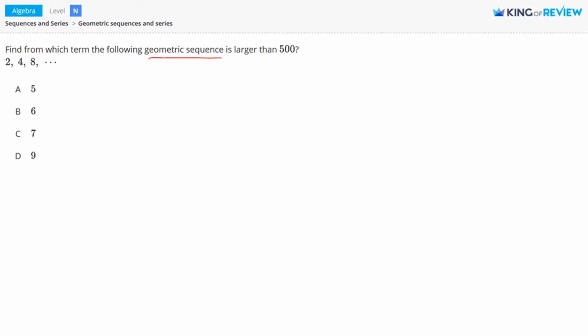A geometric sequence is a sequence or list of numbers or terms where the ratio of any term to the previous term is constant. So each of these numbers here is a different term. The first term is called A1. This is 2. The second term is called A2. This is 4. The third term is called A3, and this is 8. And this sequence continues.